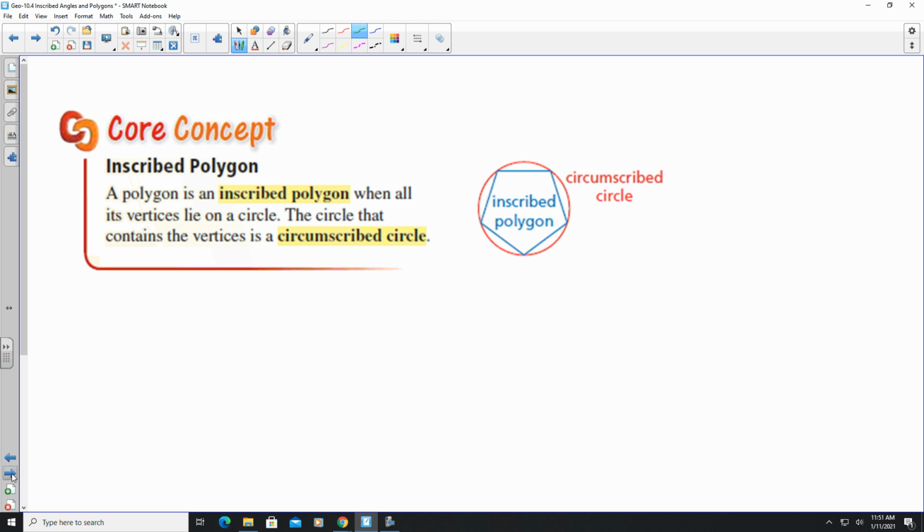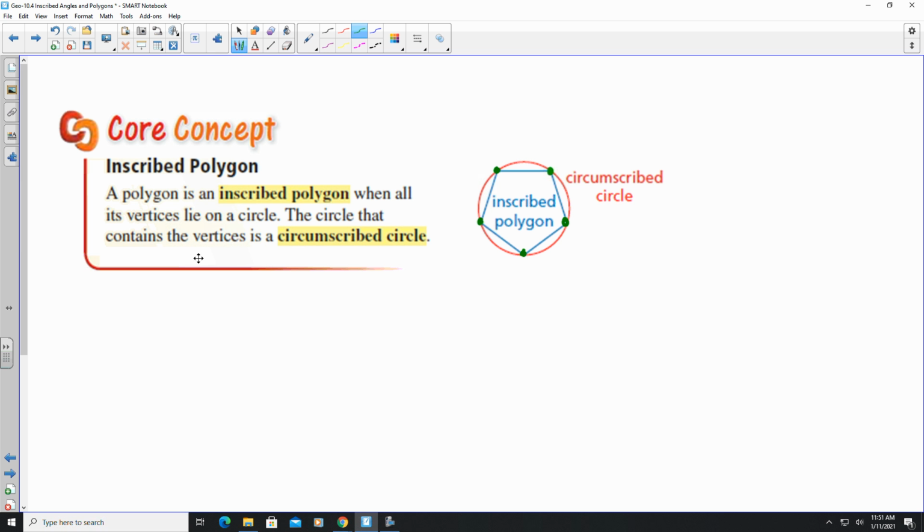Another concept, one of the last concepts we're going to look at in this section, is inscribed polygons. An inscribed polygon is any polygon where all of its vertices lie on the circle. So like this particular polygon, every vertex touches the circle at some point. The circle that contains the vertices is a circumscribed circle.